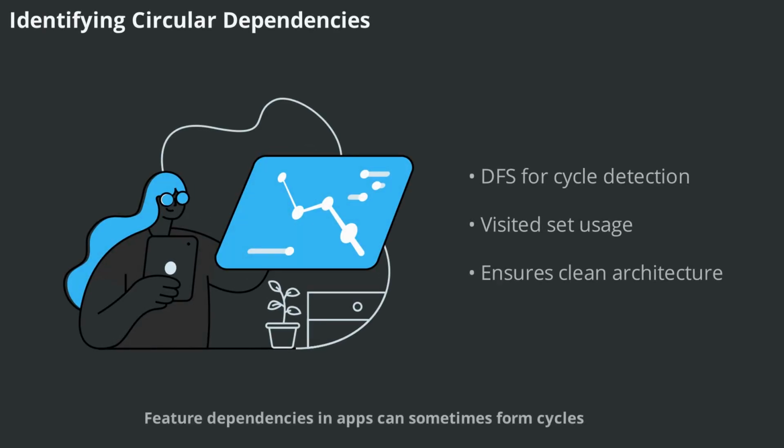Feature dependencies in apps can sometimes form cycles, leading to maintenance challenges. Interviewers may ask how to detect circular dependencies in a graph. Using depth-first search (DFS) with a visited set, you can identify cycles efficiently. This approach ensures clean architecture and prevents issues in feature integration.